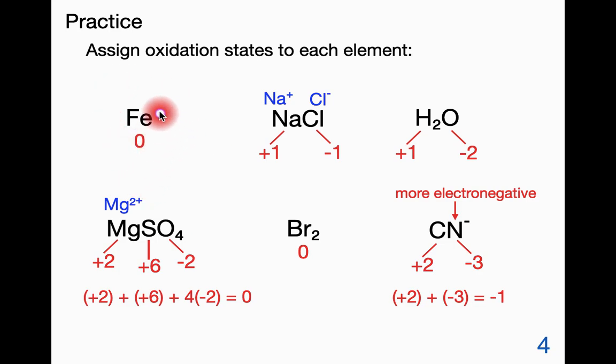Free elements, oxidation state of 0. Monatomic ions have the oxidation state of their charge. Hydrogens almost always +1, oxygens always -2. And then often we'll need to figure out what the charge is based upon the other elements, which we did here.